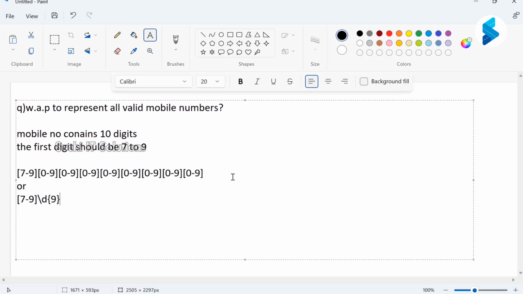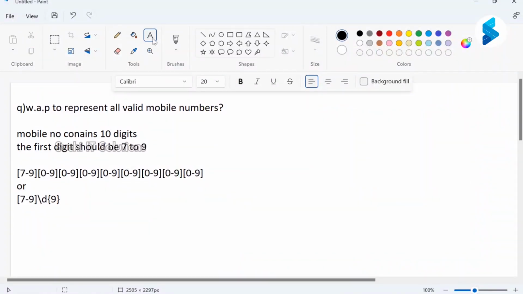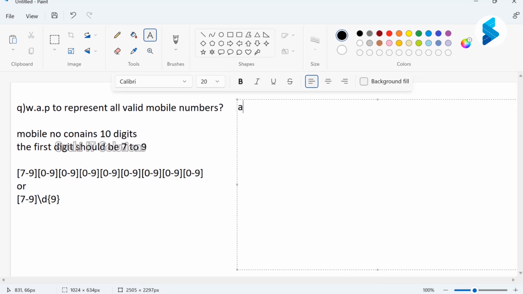Write a program regular expression to represent all valid mail IDs, madam. Have you written it? Yes sir. Sir, will you send us these files again? Yeah, I will send them. Regular expression to represent all valid mail IDs. Right.